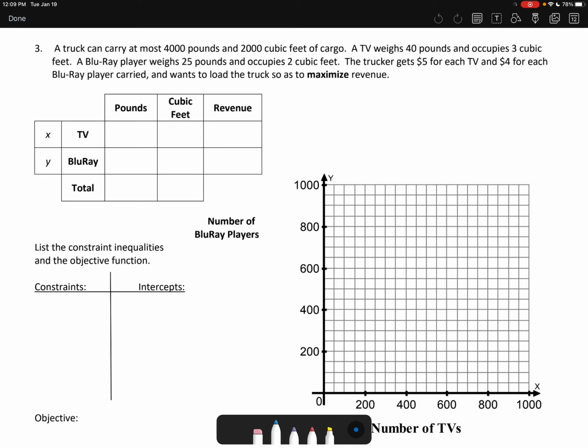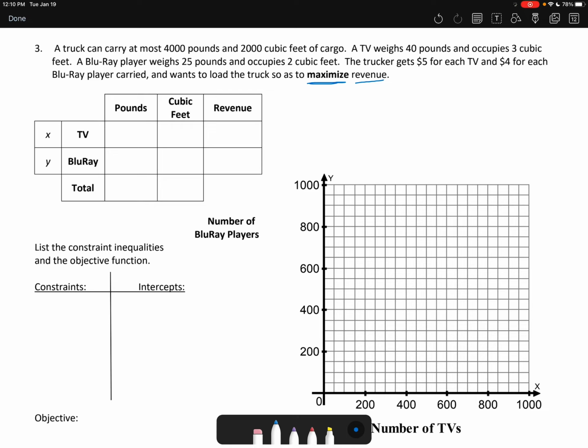Okay, I'm going to run through one more example of linear programming. So in this case, a truck can carry at most 4,000 pounds and 2,000 cubic feet of cargo. A TV weighs 40 pounds and occupies 3 cubic feet, and a Blu-ray player weighs 25 pounds and occupies 2 cubic feet. If the trucker gets $5 for each TV and $4 for each Blu-ray player carried, he wants to load the trucks to maximize his revenue.